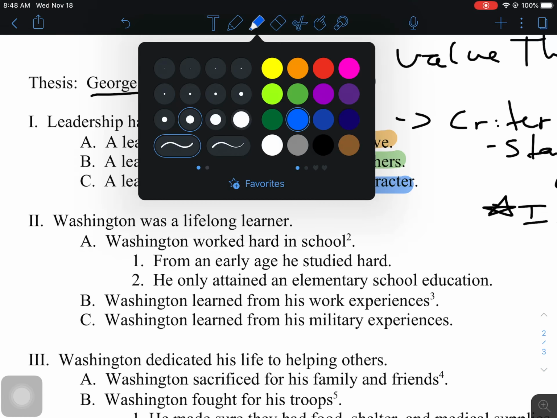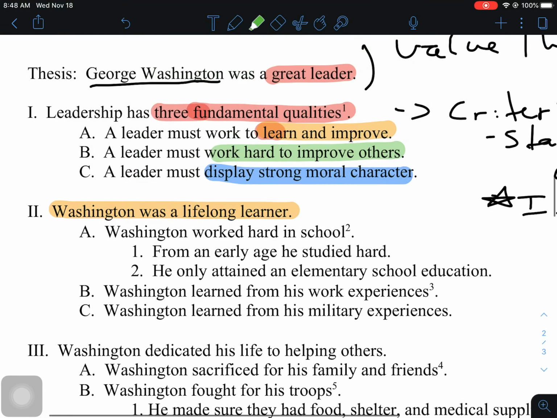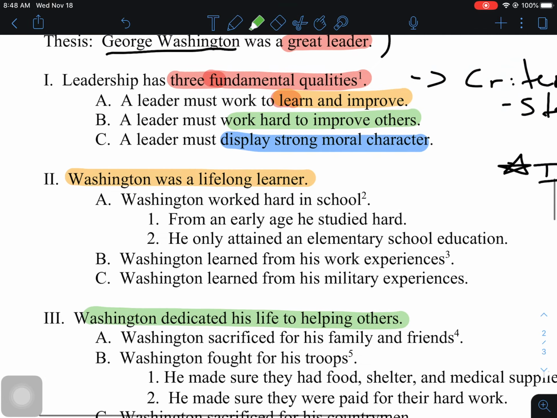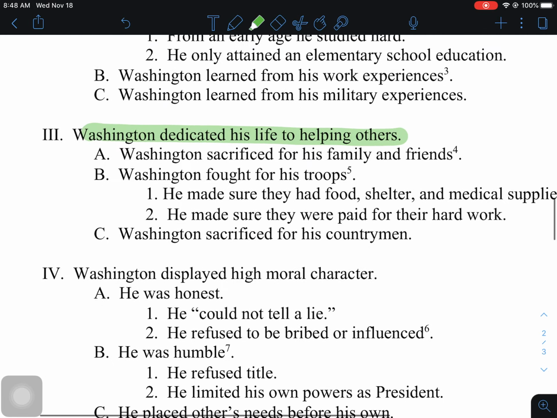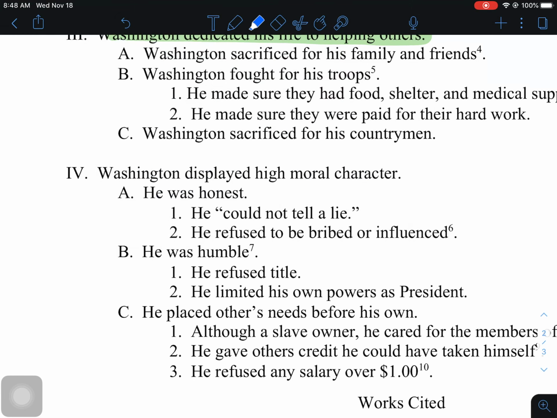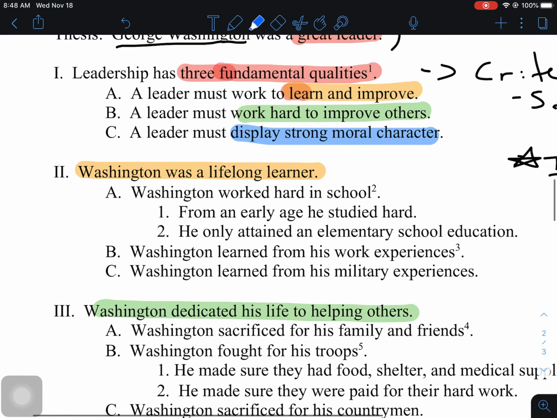So now as we go through my speech, you should see each of these main points. Washington is a lifelong learner. That fits right with a leader must learn to improve. My second main point, Washington dedicated his life to helping others, right? Comes right back to that second point there. And my third point, Washington displayed high moral character, goes back to this point here.